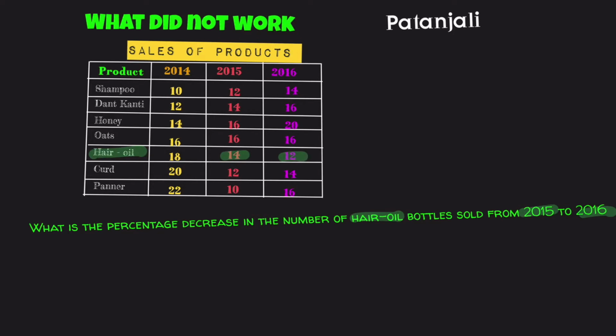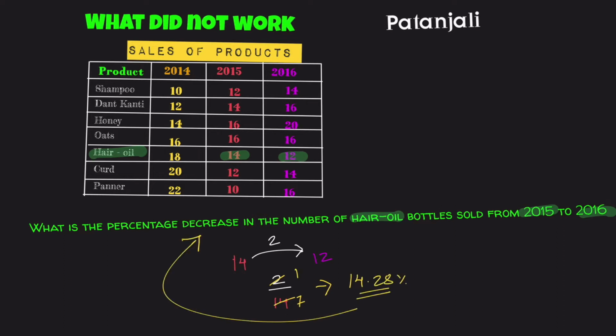Now let's check that: 14 to 12. So the number of bottles that were sold decreased. Decreased by what? 2. But decreased over what? 14. It is quite similar to your percentage increase. Earlier we saw it increased by 2. Now it is decreasing by 2. So the same thing will come in the numerator. But it decreased by 2 over what? Over the initial value, and the initial value was again 14. So 2 by 14, which is nothing but 1 by 7.